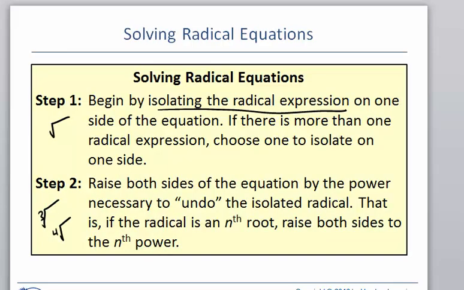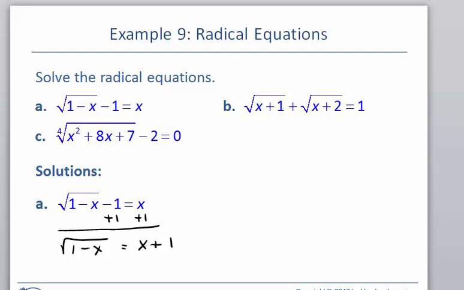Now remember, step 2 says raise both sides of the equation to the power necessary to undo the radical. So in our example, we have a square root, so we are going to raise both sides to the second power. Now on the left-hand side, that's easy because when you square root and then you square, they cancel each other out and you're left with 1 minus x.